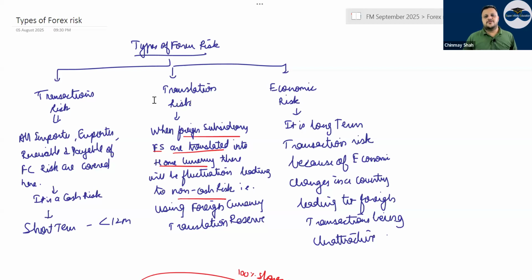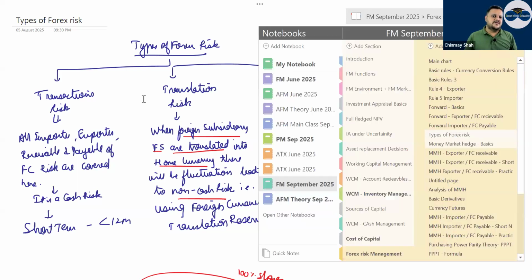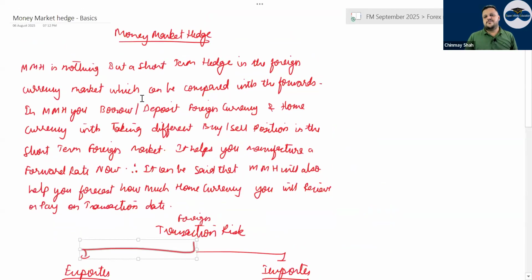Then economic risk is a long-term risk because of economic changes in a country leading to foreign transactions becoming unattractive over a period of time. I have given a good example: first you used to sell mangoes for $10, now you sell them for $100. Your inflation rate is very high, but in the opposite country it may not be so high, and hence it may not be advantageous for them.